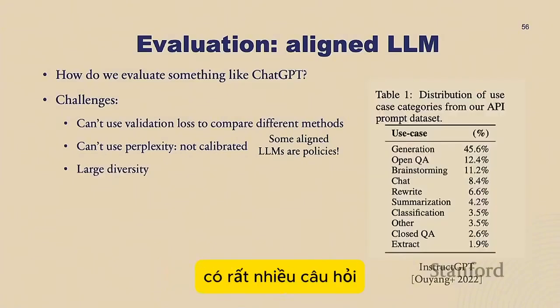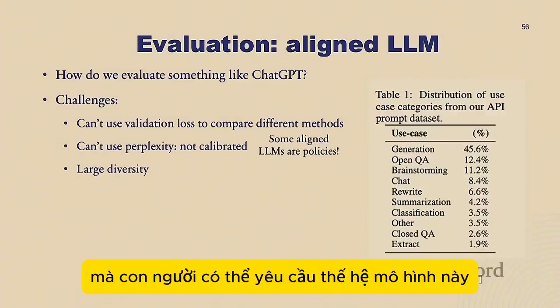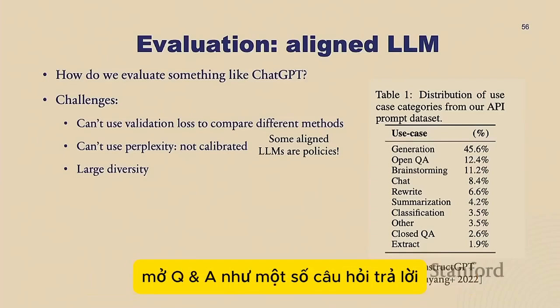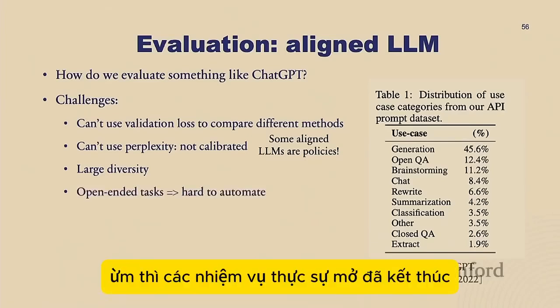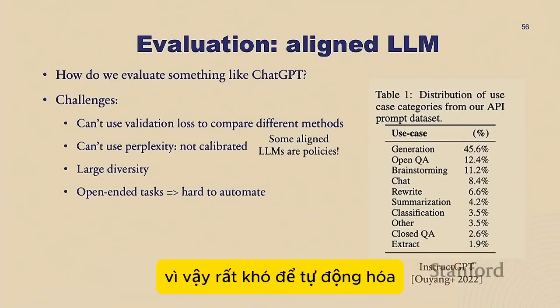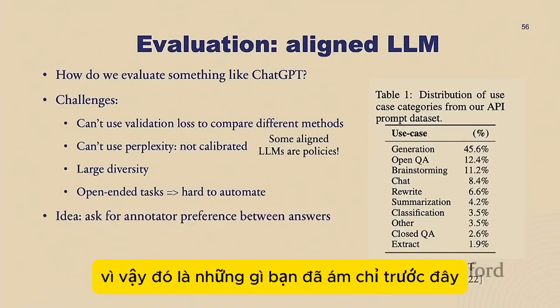Third, there's a large diversity of questions that humans might ask these models. Generation, open QA, some question answering, some summarization, and all of these things. So there are so many things you have to cover. Then the tasks are really open-ended, so it's very hard to automate. That's what you were alluding to before.